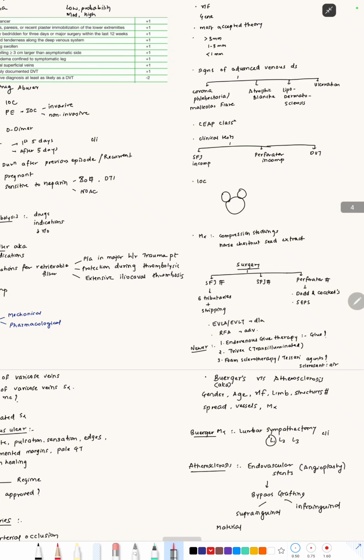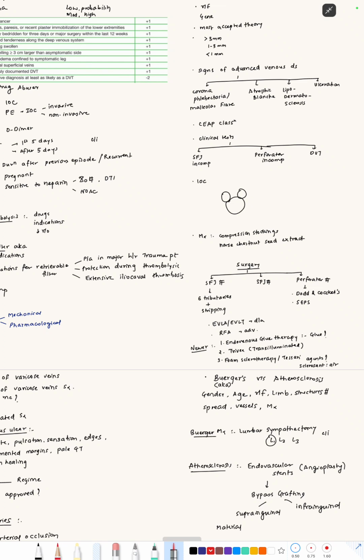subfascial endoscopic perforator surgery. In subfascial endoscopic perforator surgery, again all the perforators are ligated, but with one incision, and it is contraindicated in Linton's and Cockett's procedure. Then the next is the EVLA procedure, that is endovenous laser ablation or EVLT procedure. In this particular procedure, the disadvantage is that a continuous pull back is required.